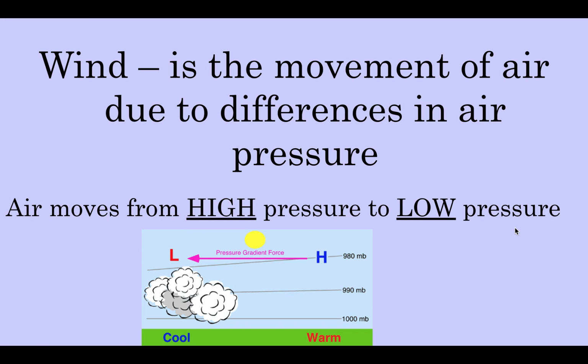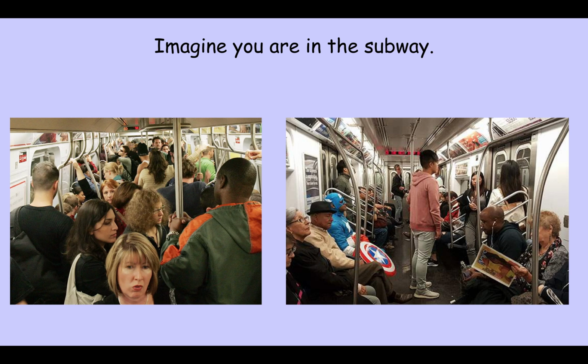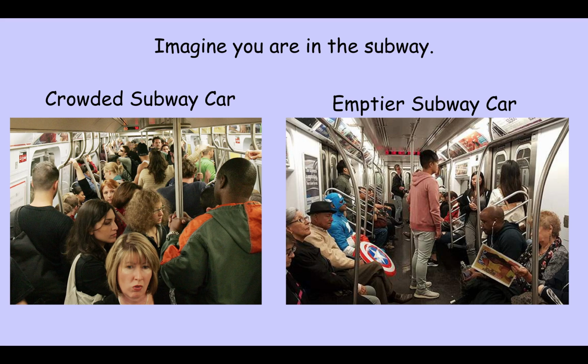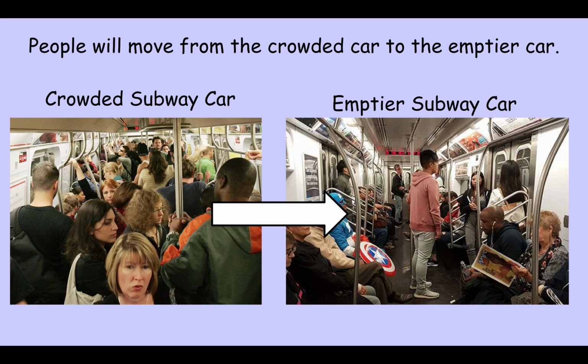And what you need to know is that air moves from high pressure to low pressure. Why does air move from high pressure to low pressure? Well, to understand this, we need to imagine that we are in a subway. There are two subway cars right next to each other. One subway car is really crowded, and the other is emptier. What's going to happen? We know that people will move from the crowded car to the emptier car because people don't like being crowded.